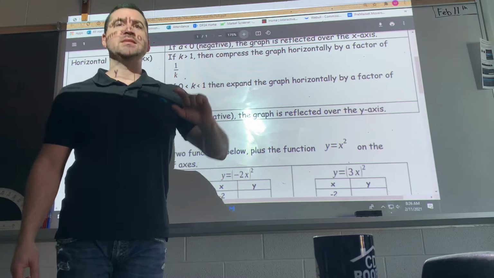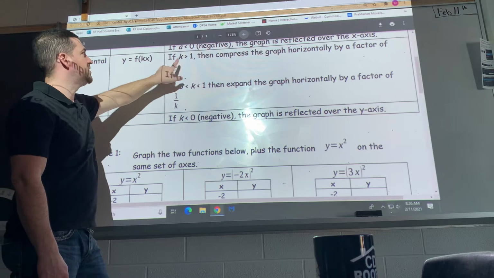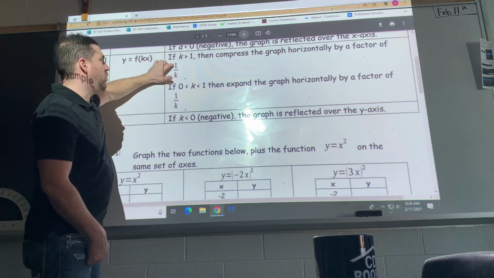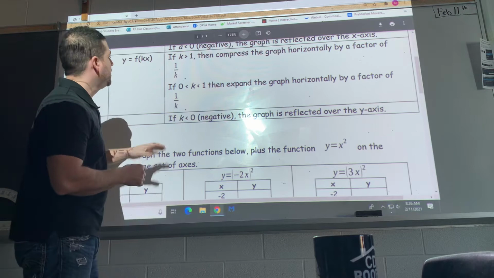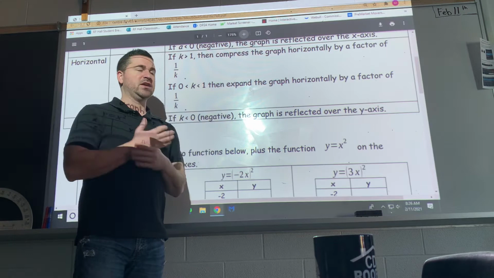But if we want to know the factor it is stretching or compressing by, we have to do 1 divided by K. For instance, if K was 2, that is a compression, and 1 divided by 2 is a half, so it's compressed by a factor of a half. Likewise, if it is between 0 and 1, say 0.5, we do 1 divided by 0.5, which gives you 2. So that one would be stretched by a factor of 2.